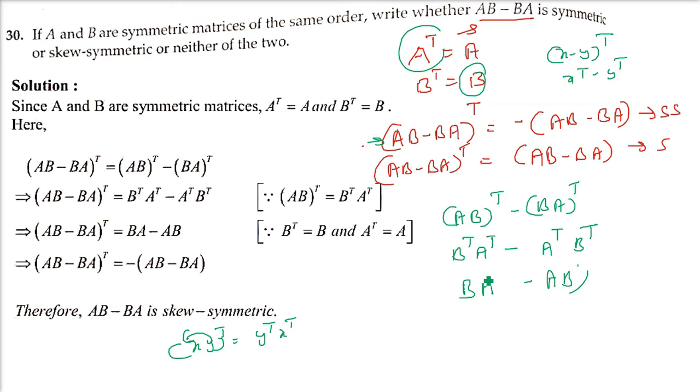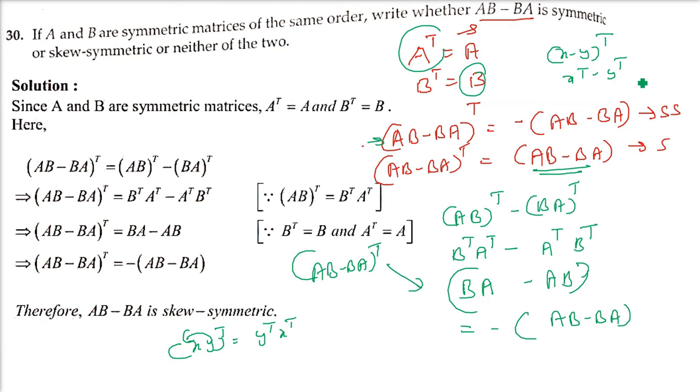So BA minus AB. Now when we took the transpose of AB minus BA, what should come? Either AB minus BA, or AB minus BA in negative. But it is not coming as AB minus BA. So what will it be? If we take negative outside from here, that will be AB minus BA. And what does it mean? This is skew symmetric because it is negative of the original.